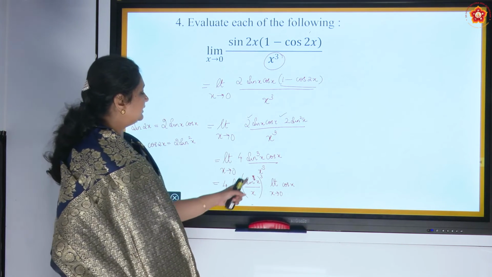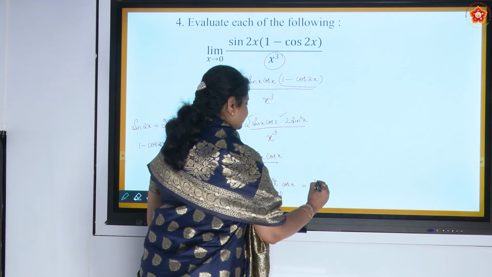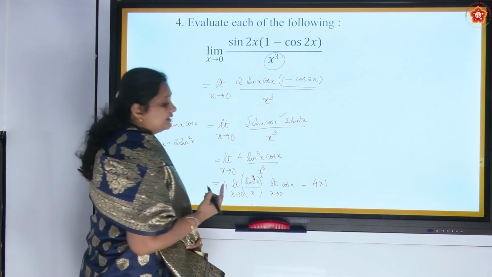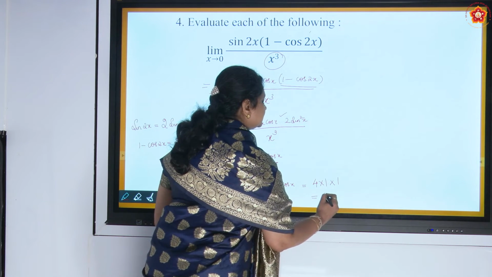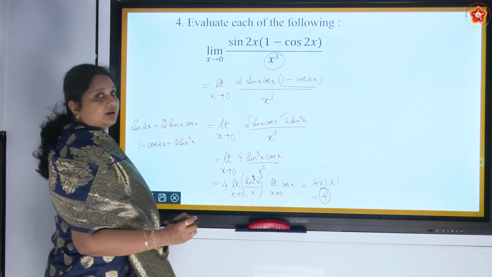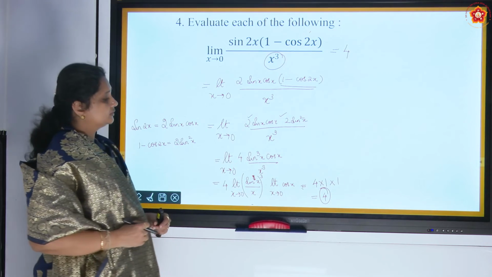So sin x by x gives me 1. So this is 4 into 1. And limit x tending to 0 cos x is also going to be 1. So this is going to be 4. Correct? So my answer is 4 here. So have you all understood?